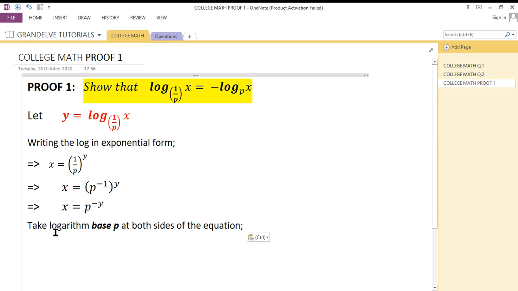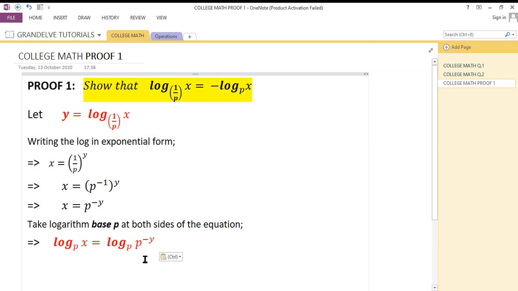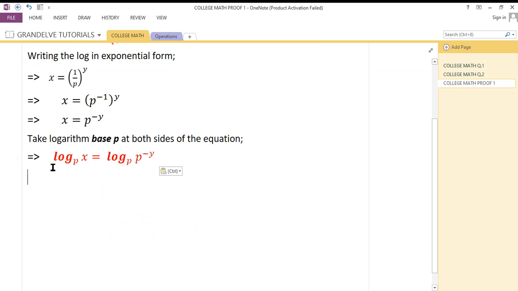All right, so let's take logarithm base p at both sides of the equation. Which equation? The equation x equal to p to the power negative y. So you consider log with base p at both sides of the equation. Taking log base p at both sides of the equation will give us log x base p, that's to the left, and to the right we have log p exponent negative y base p, as you can see here.